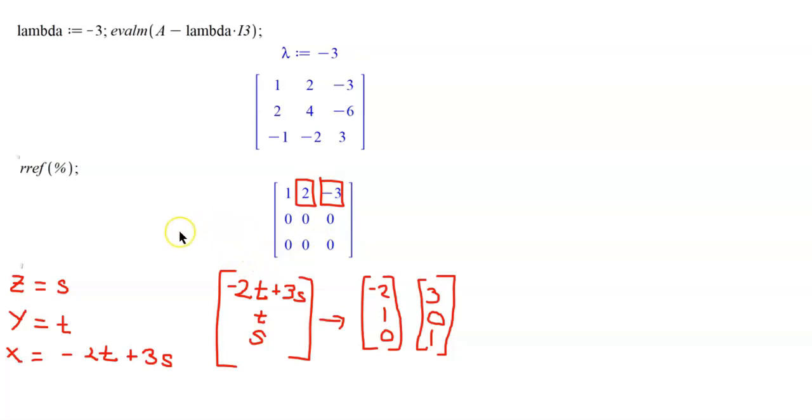Sorry, this is kind of a mess, I try to write with my mouse. So we're going to let z equal s, we're going to let y equal t, which forces x to be negative 2t plus 3s. Putting that into a vector, then we separate the s's from the t's. So the two eigenvectors are (-2, 1, 0) and (3, 0, 1). A lot of times, not always, if the multiplicity of your eigenvalue is 2, you will get 2 vectors. We like when the number of vectors equals the multiplicity, but that's for another day.